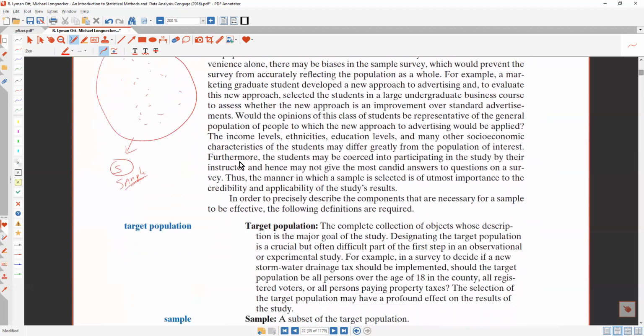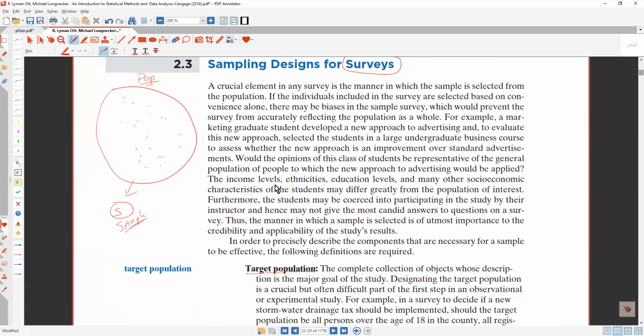So we identify here this idea of the target population, and the target population is what we are mentioning up here. That's that overall group of individuals or objects, whatever you're studying, that you're interested in knowing something about.